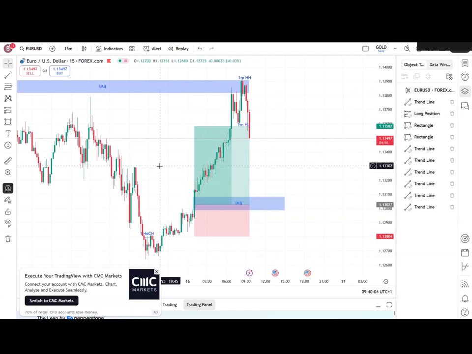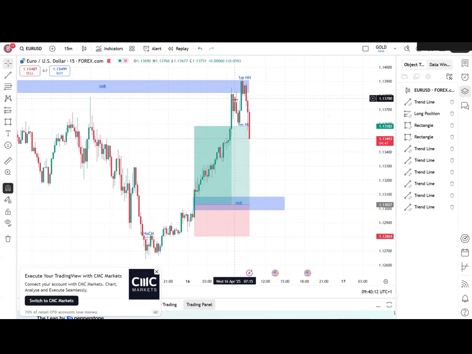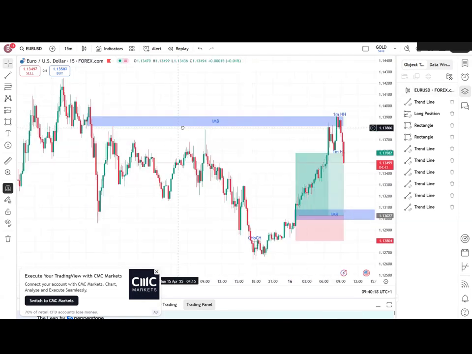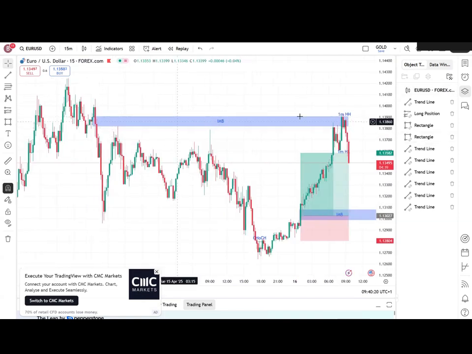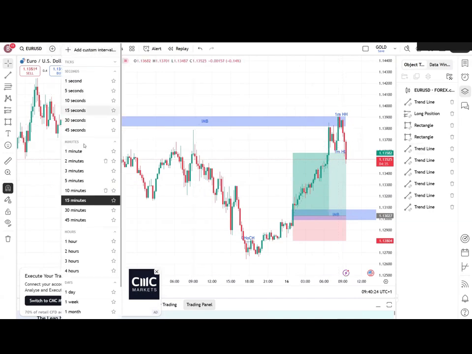Then finally a change of character here. Pullback. Another pullback. So up to this point, pullback. Now it changed character again to the downside. It got to this gap. There was an imbalance here. And then a change of character again to the downside. Then I go to my 1 minute time frame.